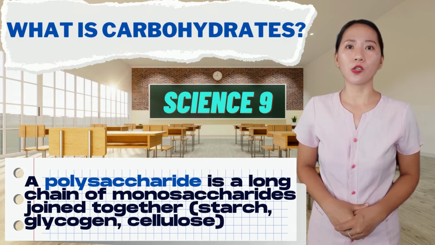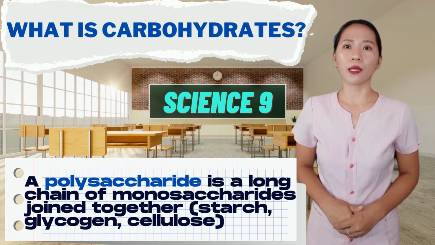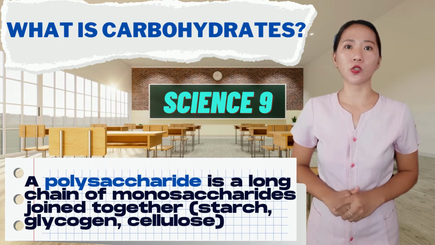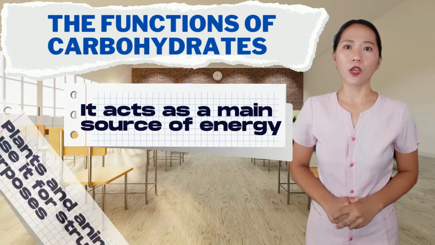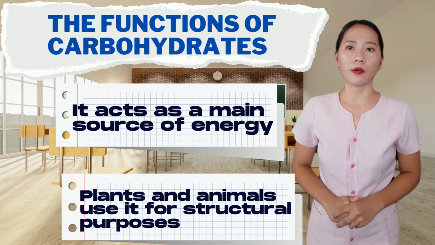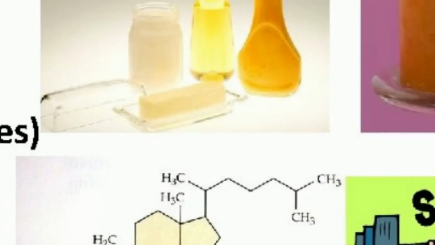When two units are joined together, a disaccharide is formed. A polysaccharide is a long chain of monosaccharides joined together. Examples of this are starch, glycogen, and cellulose. The functions of carbohydrates are: 1. It acts as a main source of energy. 2. Plants and animals use it for structural purposes.